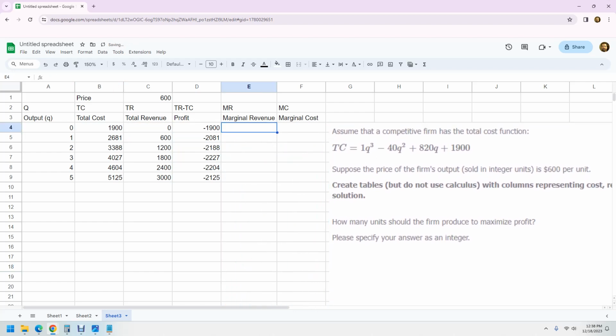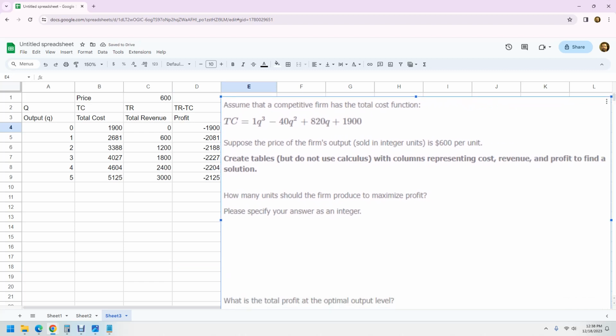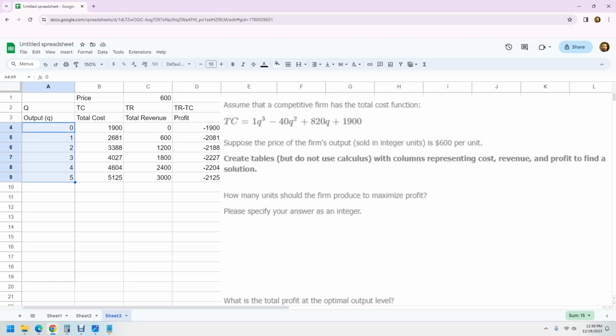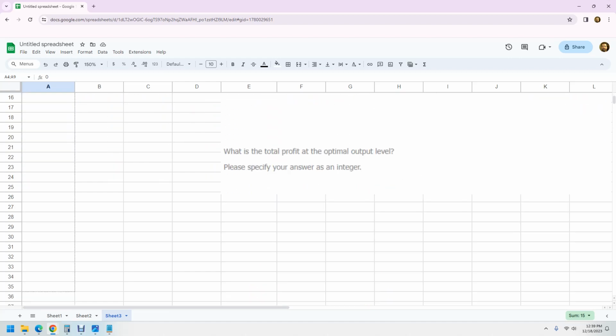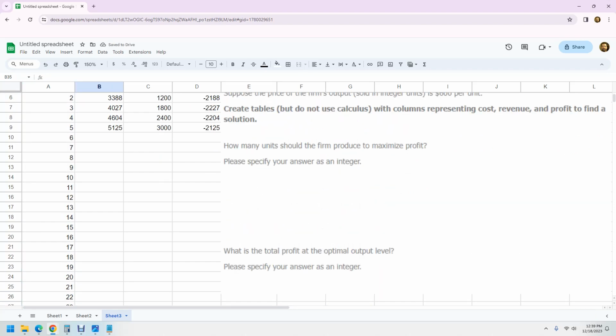Okay. Marginal revenue. Well, let's not mess with that first. So let's just solve the problem here. Okay, so we need to produce more. Now, if you look, the profit is rising, and then it starts to fall. So after the 5th unit, it's starting to fall. So let's highlight all of this. Let's go down to cell 35, but quantity 31.